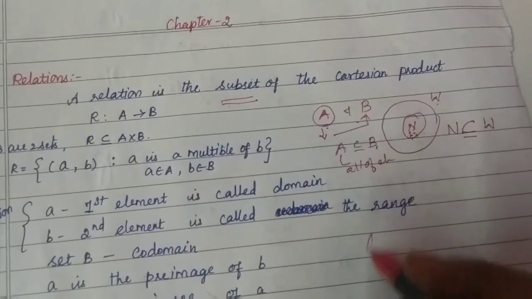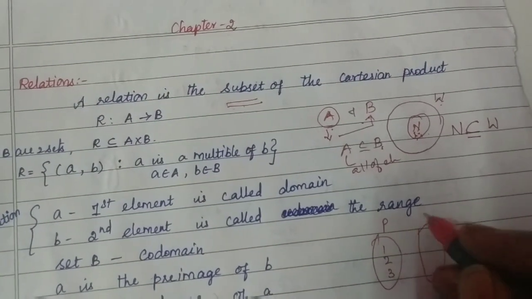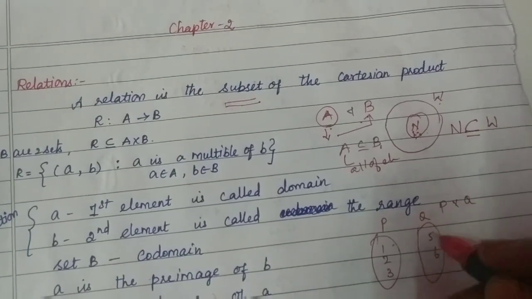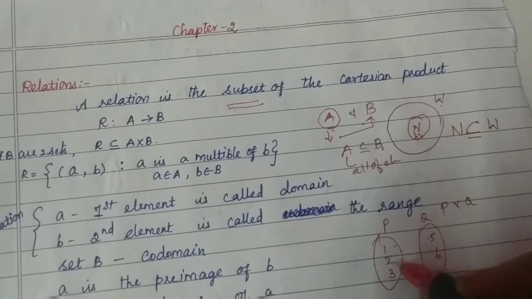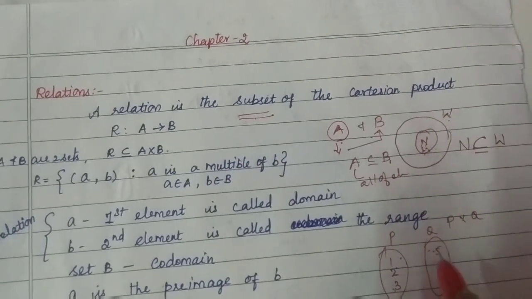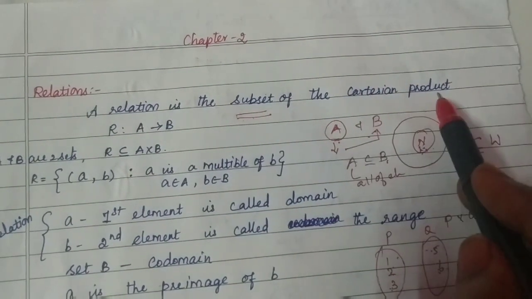Therefore, for the Cartesian product, let us assume the sets P as 1, 2, 3 and Q as 5, 6. Therefore P cross Q will be: (1, 5), (1, 6), (2, 5), (2, 6), (3, 5), (3, 6). Few of these elements may form a relation. So a relation is a subset of the Cartesian product.